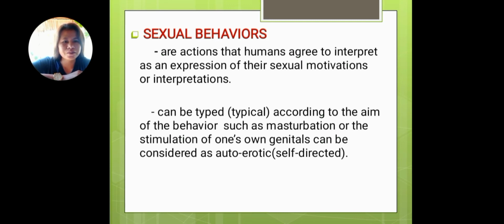Sexual behavior can also be typed according to the aim of the behavior, such as masturbation, or stimulation of one's own genitals, which can be considered as autoerotic or self-directed. So kani siya mostly mahitabo sa mga legal or katong mga mag-asawa.